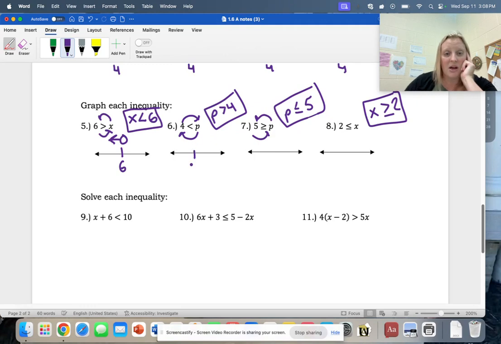All right, so we're going to have a 4. Because it's not inclusive, we want an open circle and going to the right. We have 5. We want a closed circle going to the left. And here we have a 2. We want a closed circle going to the right.